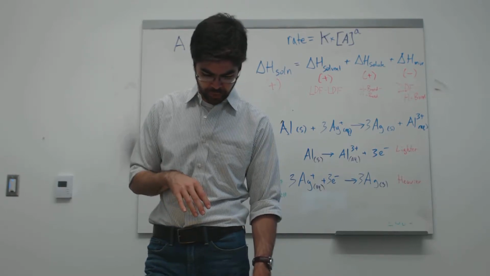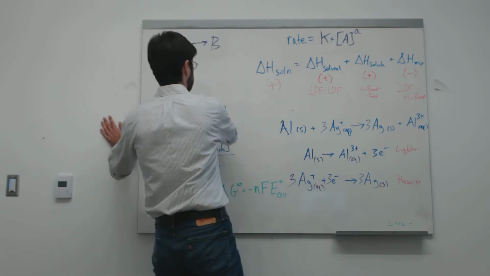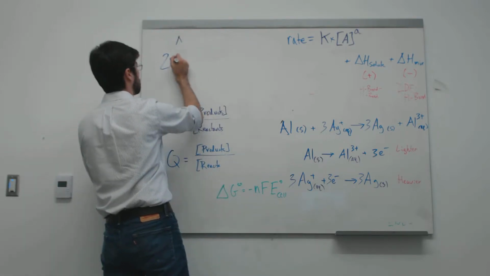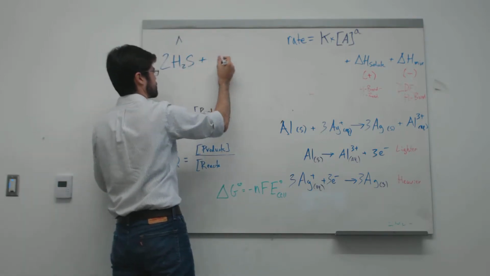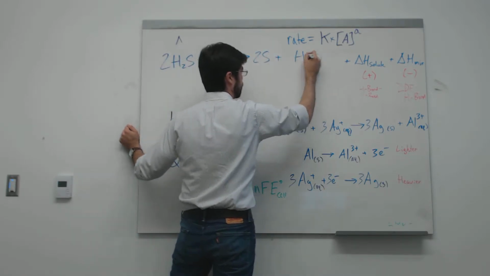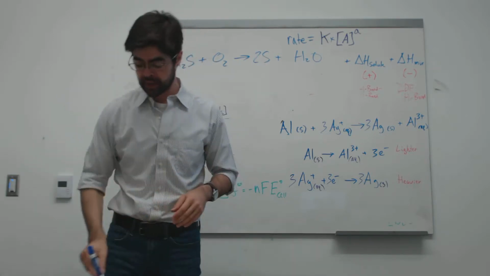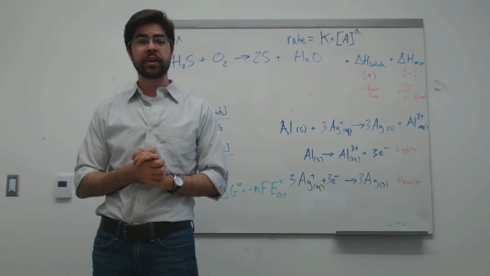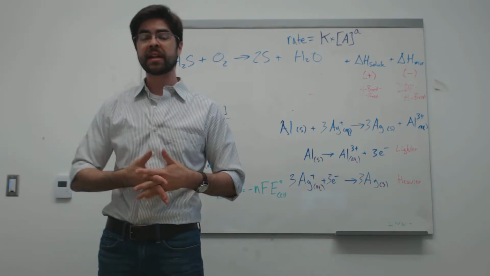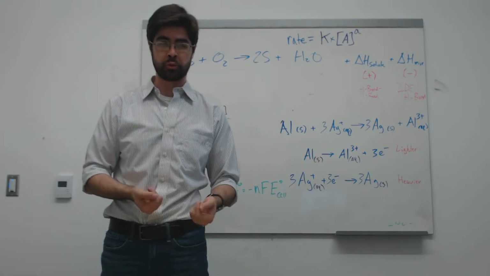What was the correct answer for the first question you did? The first question I gave was about this reaction: two hydrogen sulfide molecules reacting with oxygen to produce two sulfur molecules and water. The question was, what is the reaction rate law? It was a multiple choice question, and the correct answer was D, none of the above, because given just the chemical equation, you cannot predict the rate law.